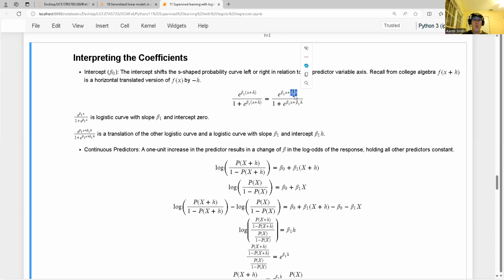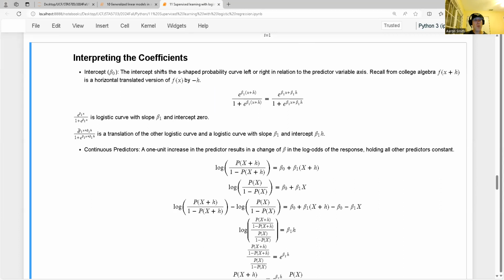And so effectively, what's going on, this h is a translation of an S-shaped curve. And here I get the intercept. Now you'll notice that's not a direct relationship. It depends on what is the slope of the predictor variable that is getting translated. And so for this purpose, this is my baseline curve. So I have a slope of beta 1 and an intercept of 0.